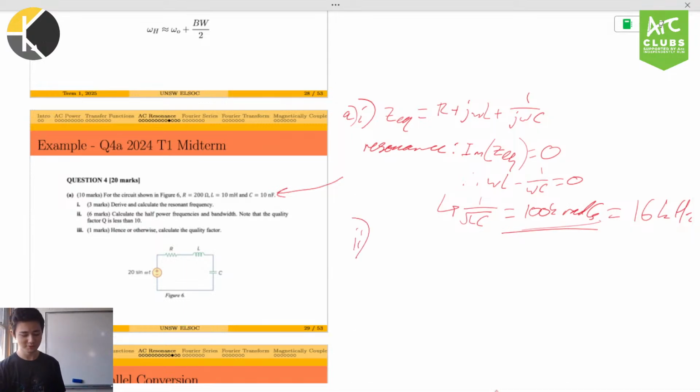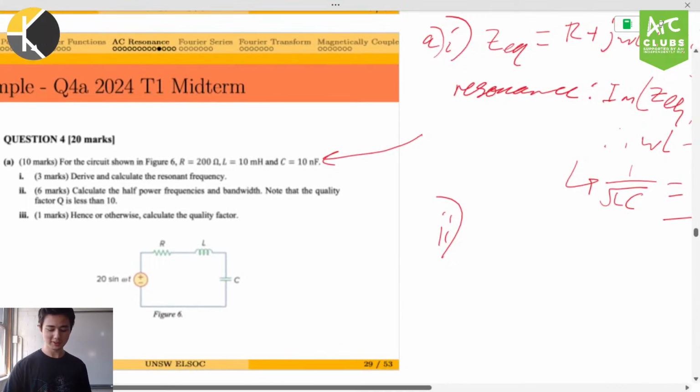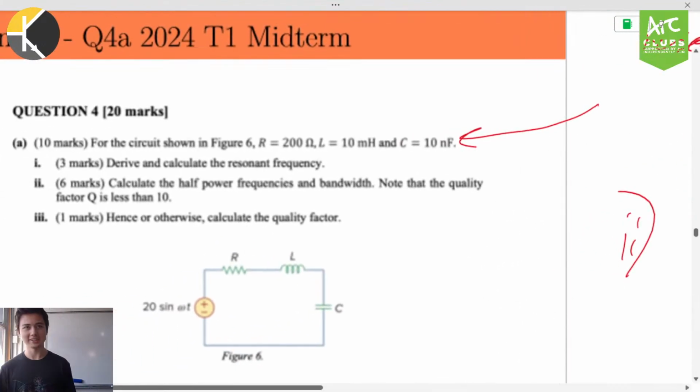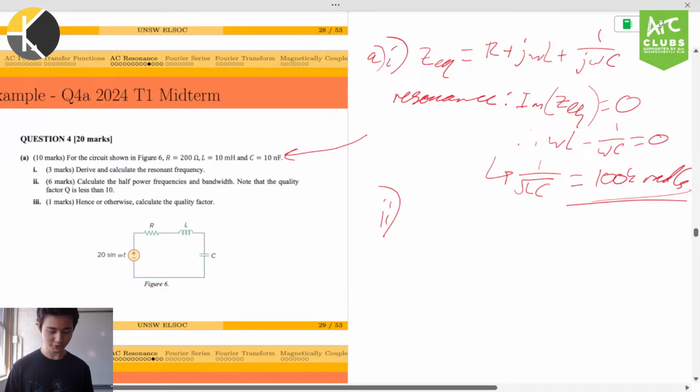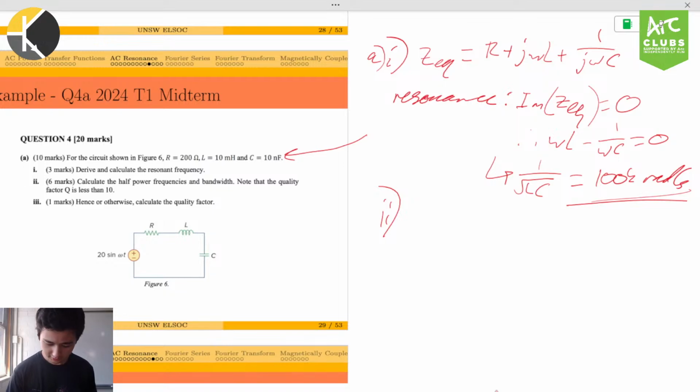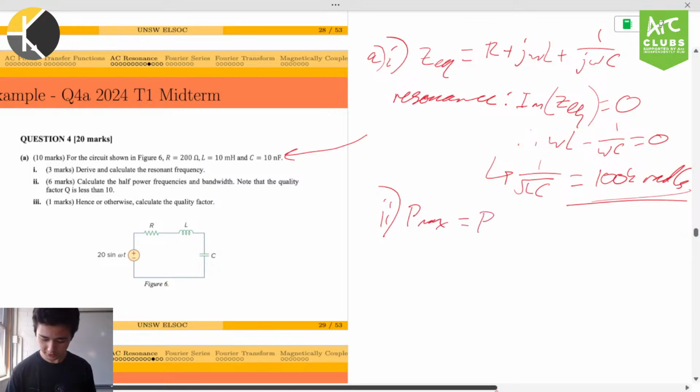For part 2, we see 6 marks. We can typically extrapolate from that and say this is where most of the hard work is going to be. But don't worry, if you need more paper, put up your hand and ask. Do your best, and go about it methodically. Let's do this: half power frequencies and bandwidth. First things first, I need to know what my full power is to determine my half power. So P max equals P resonant.